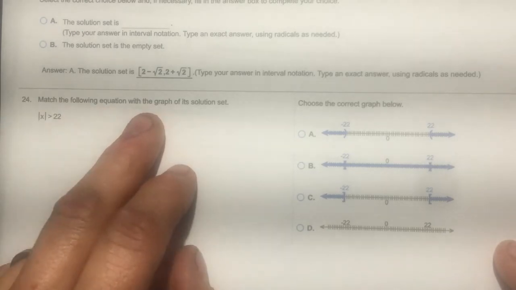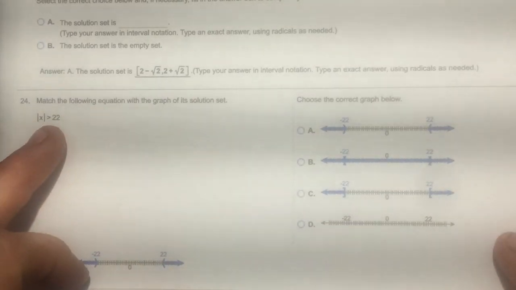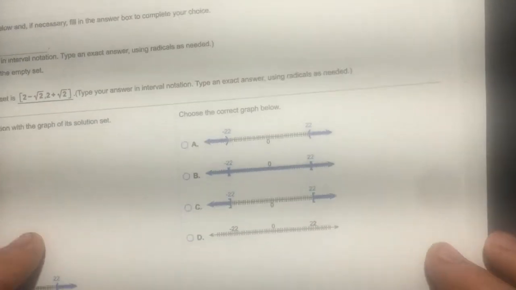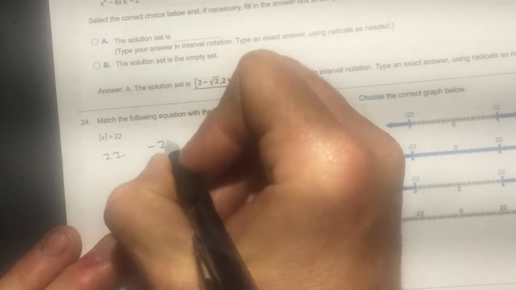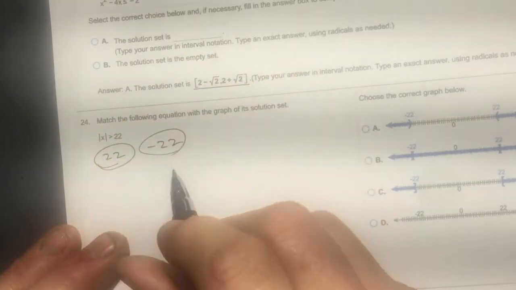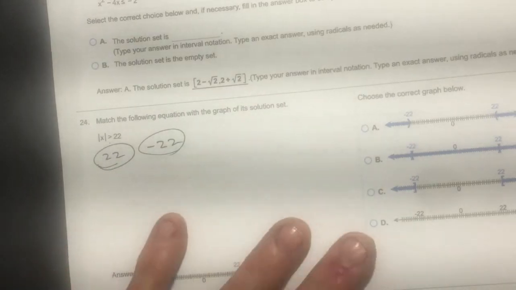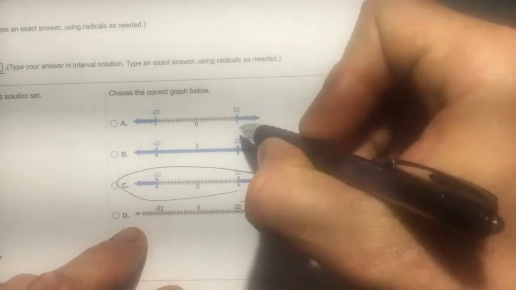Match the following equation with the graph of its solution set. So this is an absolute value inequality here where it's greater than 22. All right. So that means x could be 22 or x could be negative 22. Okay, there's my two values, and it's greater than, which means they go opposite. So we're looking at this right here, or this right here.